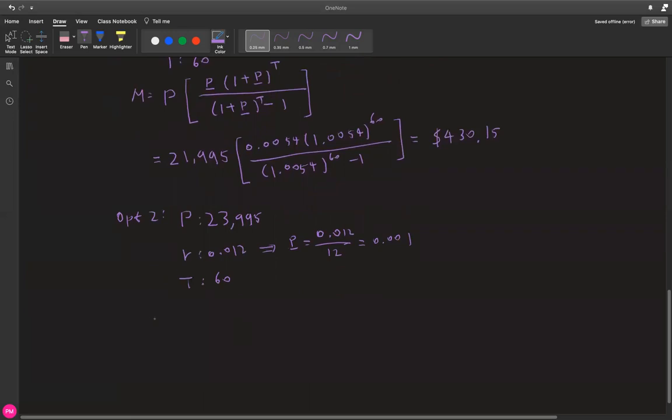By plugging in everything you know here, you have 23,995 multiplied by 0.001 multiplied by 1.001 to the power of 60, divided by 1.001 to the power of 60 minus 1. And by plugging into the calculator, we should be able to conclude that this would come out to $412.23.